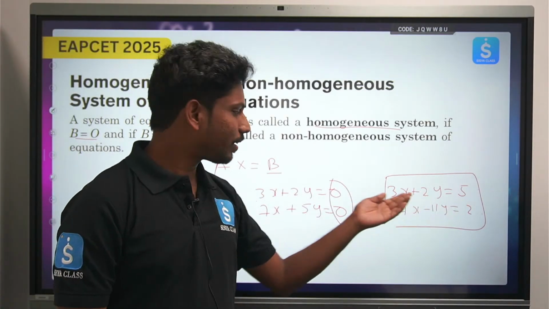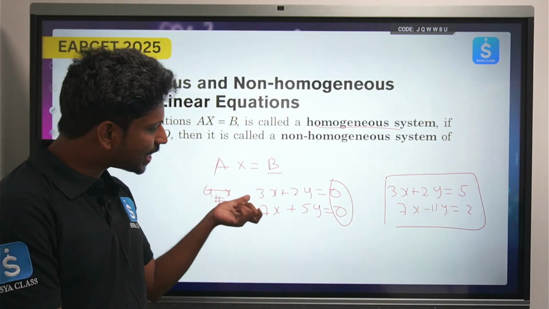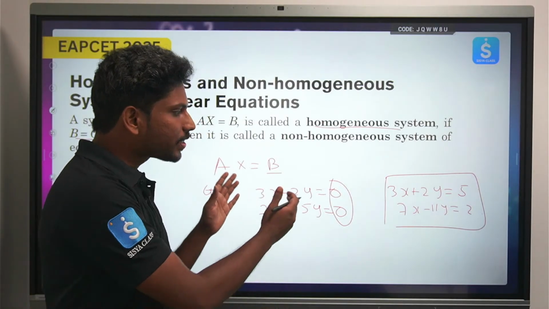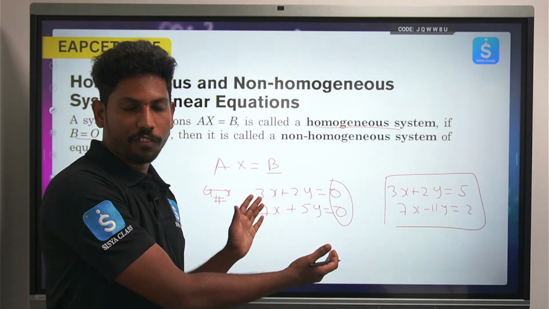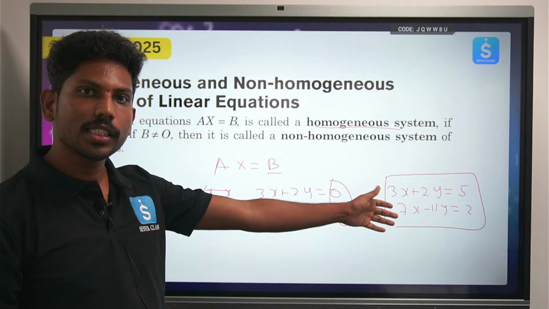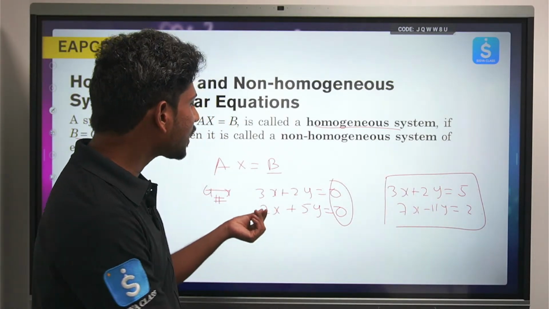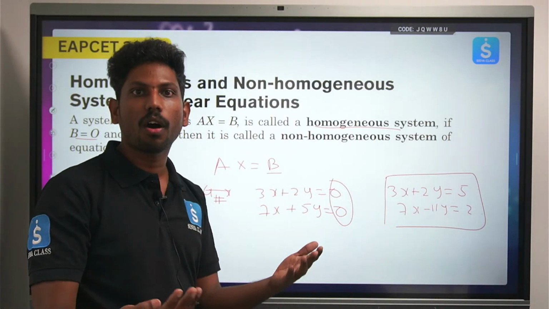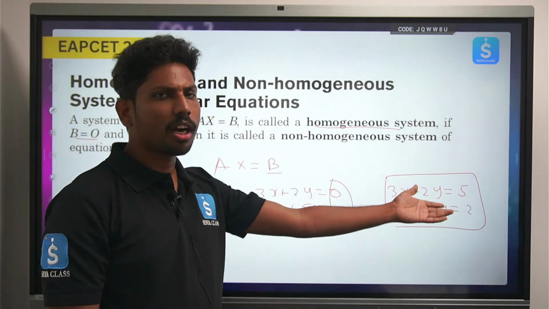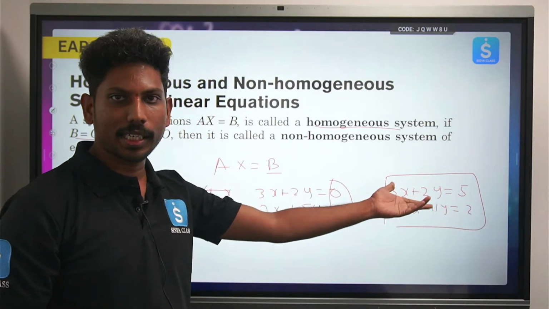This system of equations actually manifests as straight lines on a graph, right? This is also a non-homogeneous one. It also represents a graph. These are the lines that are passing through the origin, right? These are the lines which are not passing through the origin. They have some intercepts, right?